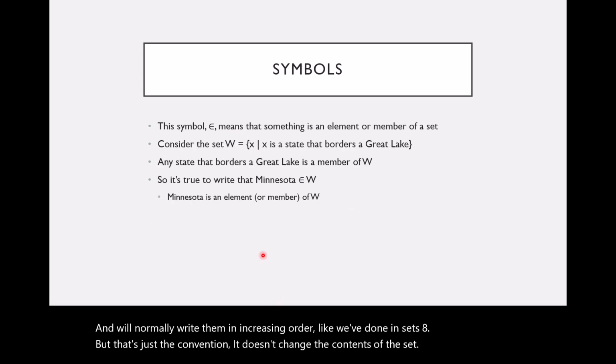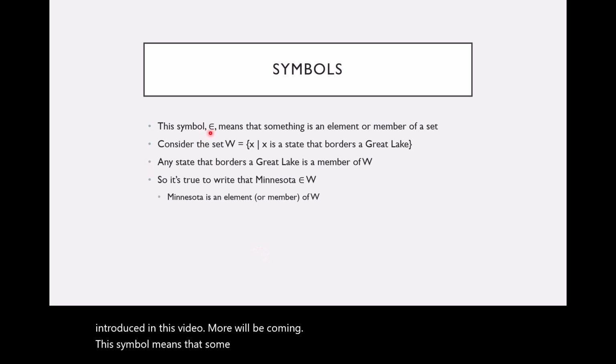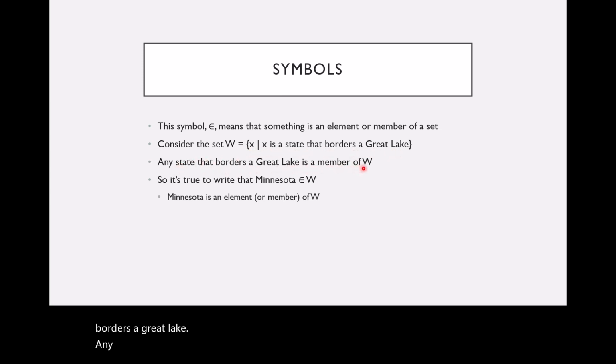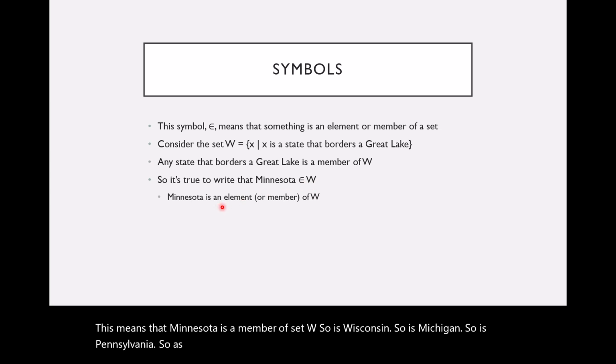There are actually several symbols you need. The first few are going to be introduced in this video. More will be coming. This symbol means that something is an element or a member of a set. So for example, we have the set W is the set of all elements X, such that X is a state that borders a Great Lake. Any state that borders a Great Lake is a member of this set. So we could write Minnesota is an element of W. This means that Minnesota is a member of set W. So is Wisconsin, so is Michigan, so is Pennsylvania, so is Ohio, so is New York, for example.